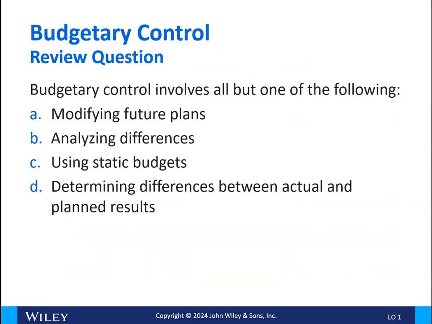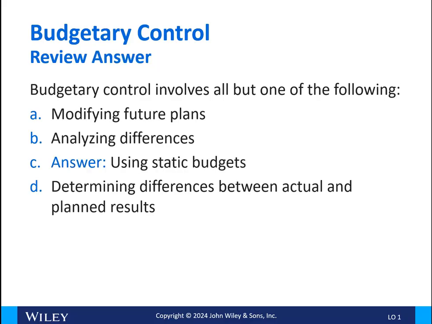Quick review question: budgetary control involves all but one of the following. The answer here is using static budgets. We talked about modifying future plans, analyzing the differences, and determining the difference between actual and planned results. We haven't talked about static budgets, which we'll do on the next slide.